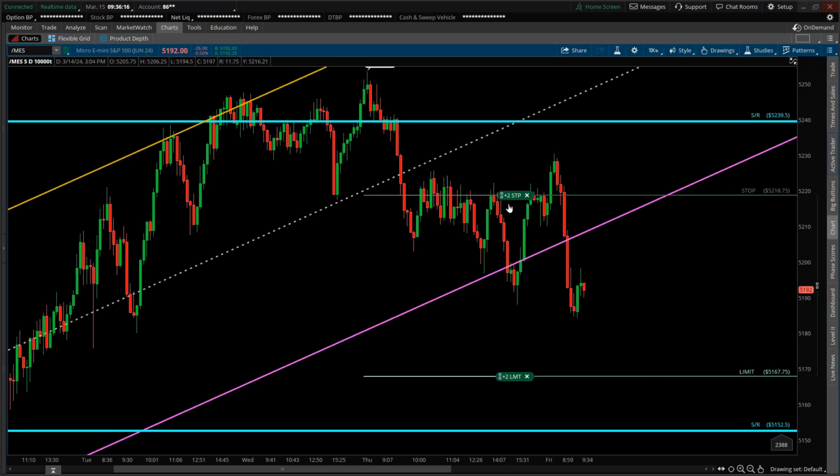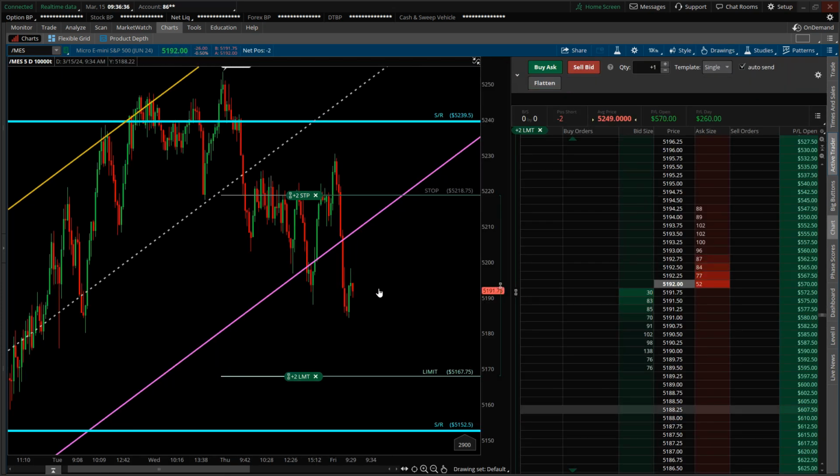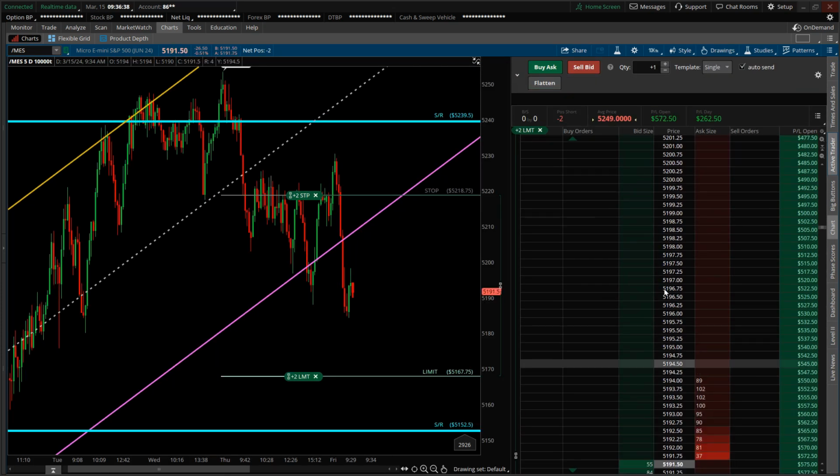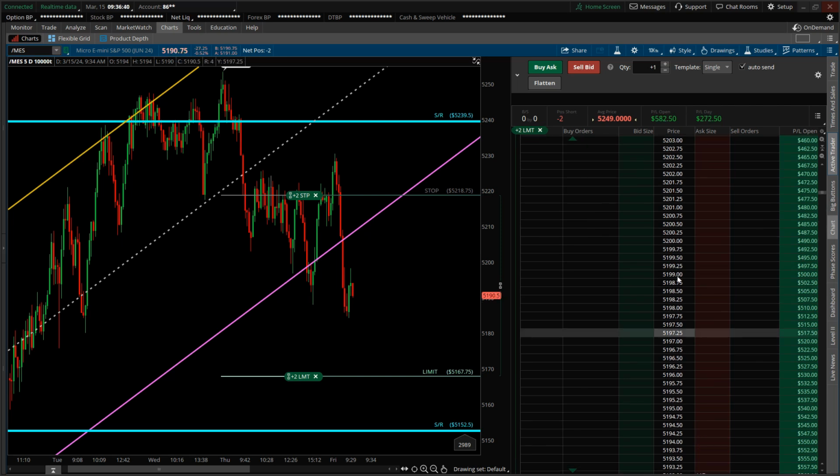So real quick, I moved my stop to 52.18 3/4, which is a $302 take profit, as well as marking up my limit order sitting at 51.67, which is $812 take profit. So at this point, again, this is a risk-free trade because this is still a profitable trade regardless if I get closed out at 300.